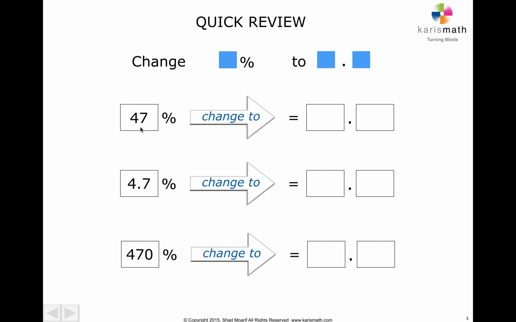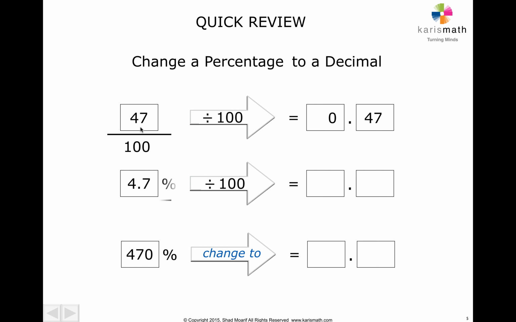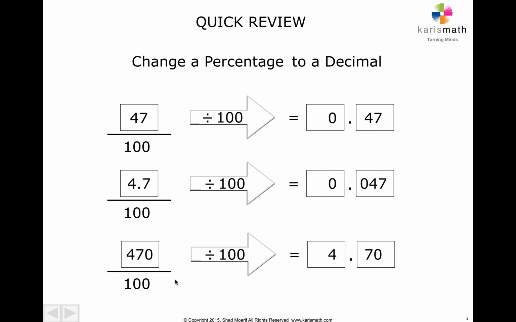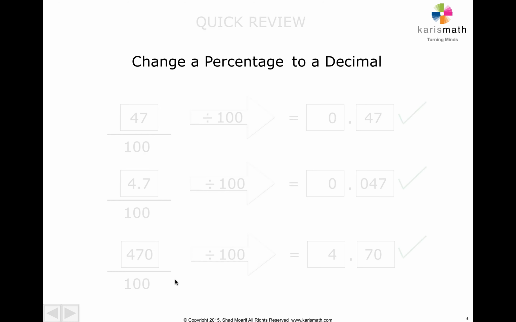47%, what's the answer? 0.47. Very good. Okay, what's the answer to 4.7% in decimal? 0.047. Okay, 470% is what in decimal? Very good, 4.7. That's right. Excellent. We got that.